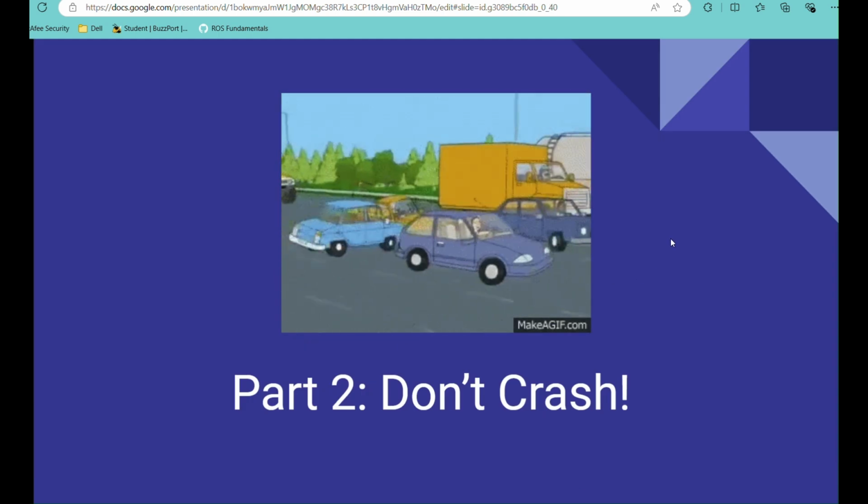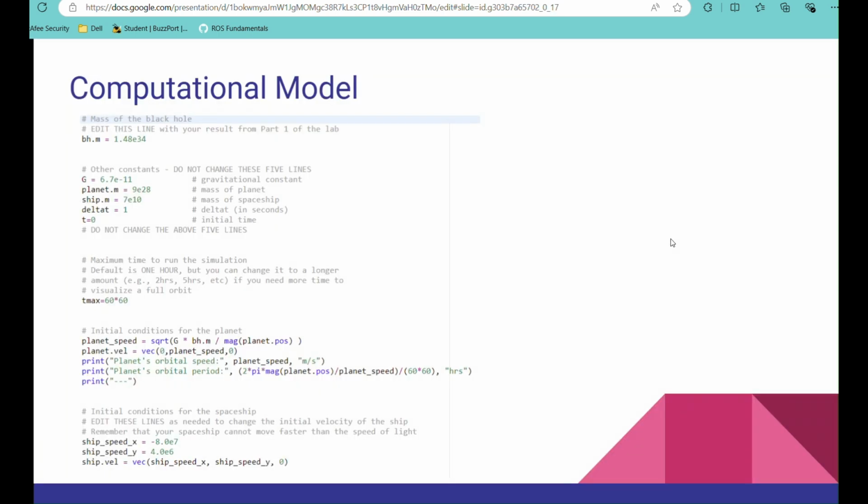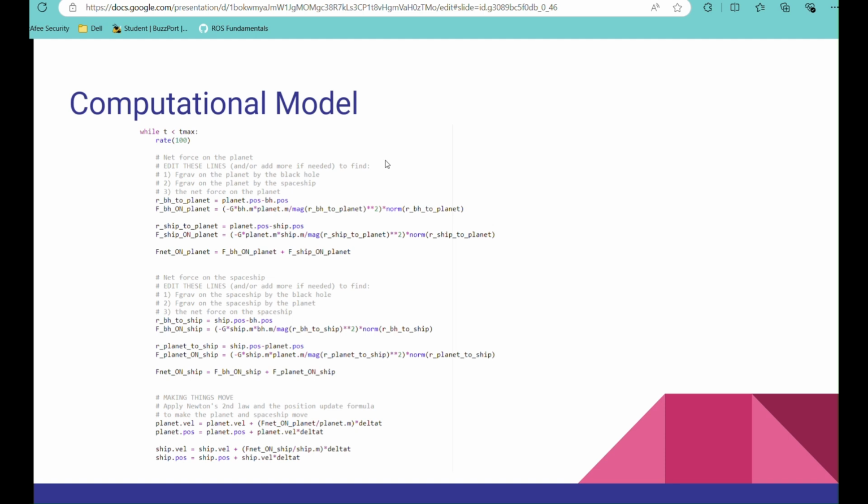Part two, don't crash. Here's our model as well, which is very simple at first because we have the constants here and also the way to find the initial velocities and speeds. And our model was used to find the r from the black hole to the planet and from the ship to the planet to find its force using Newton's law of gravitation. And we found the net force on the planet and the net force on the ship using the sum of the forces applied gravitationally by the planet and ship, by the ship and black hole, and here by the black hole and the planet.